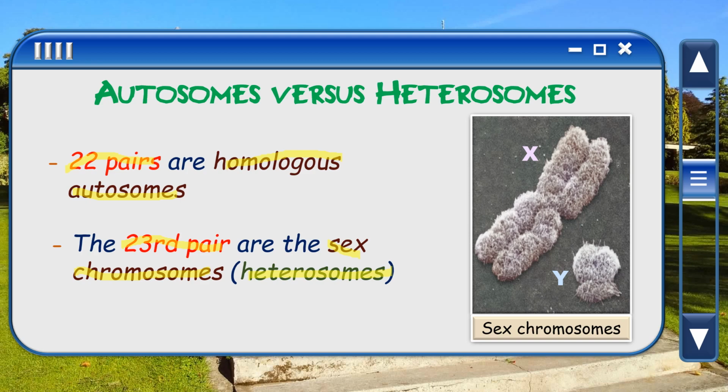So when you look at our X chromosome and you look at our Y chromosome, you can see that they are heterosomes, meaning that they are not homologous. Therefore, that is an indicator that those are the sex chromosomes, and that is the 23rd pair of the chromosomes.